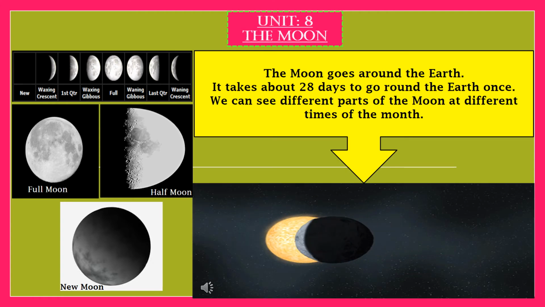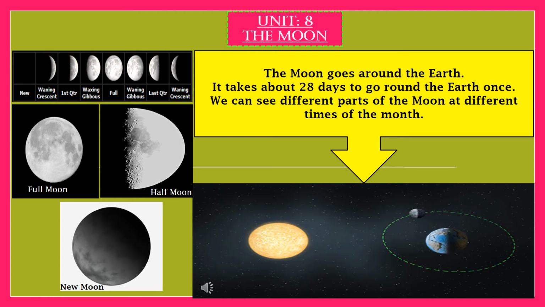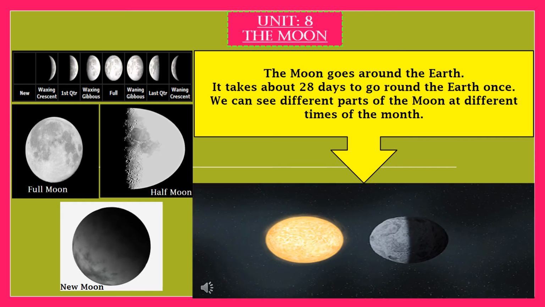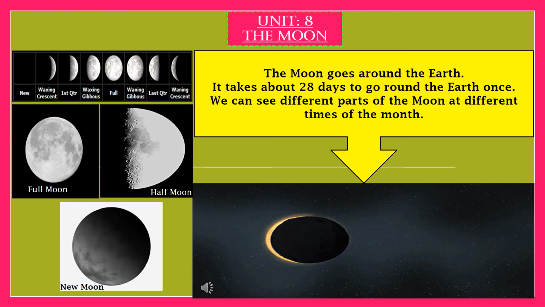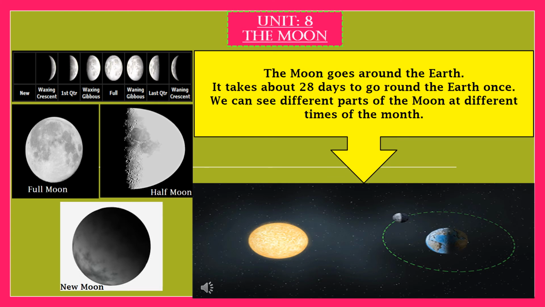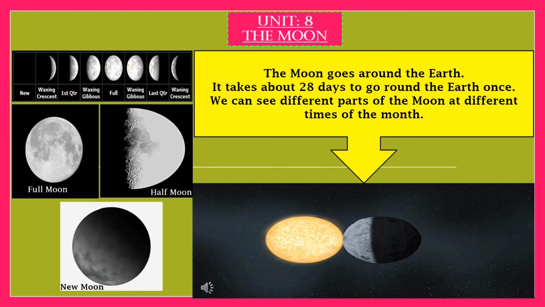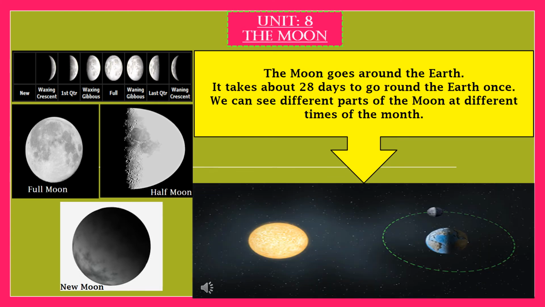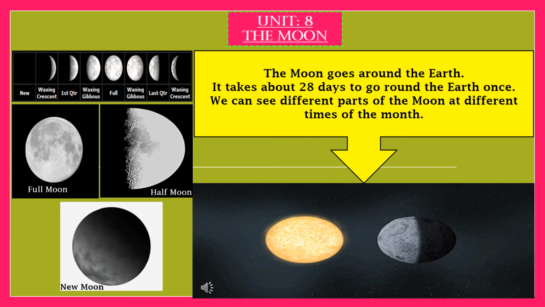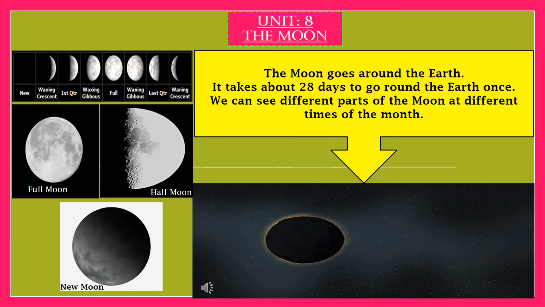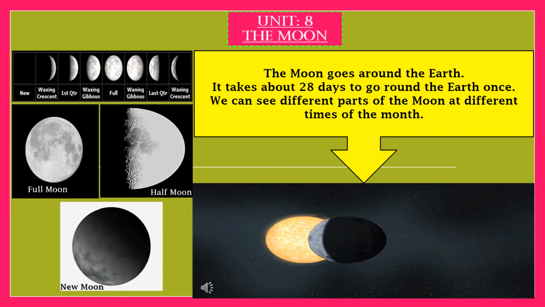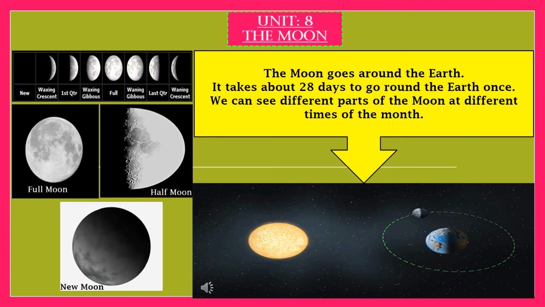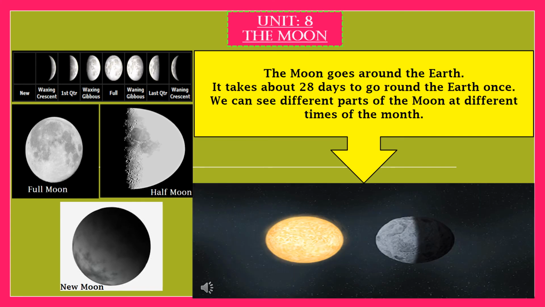Next is last quarter. In the last quarter, we can see half of the moon on our left-hand side, because that part is reflecting the sun's light. In the last picture, you can see waning crescent, and in waning crescent we can see a crescent-shaped part on our left-hand side reflecting the sun's light, so that we are able to see that part.